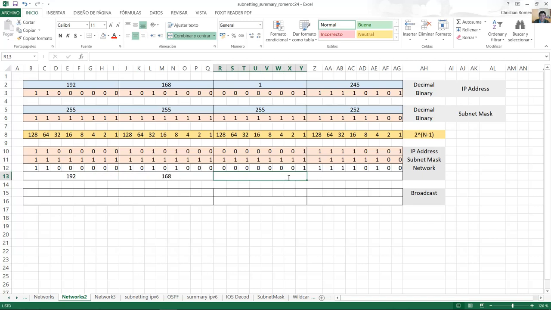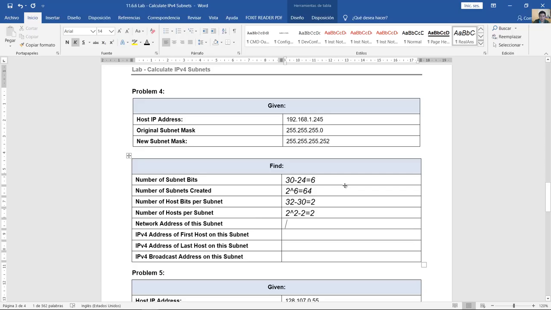192.168.1. And this number is 240 plus 4, 244. So this is the network address, 192.168.1.244. The broadcast, very simple.